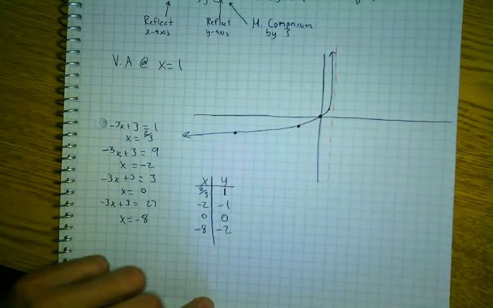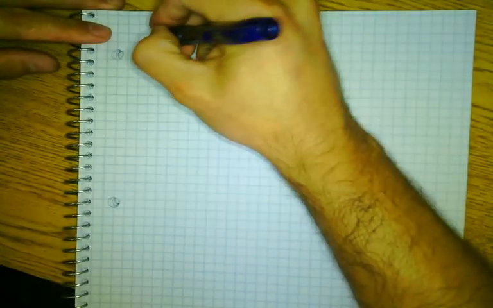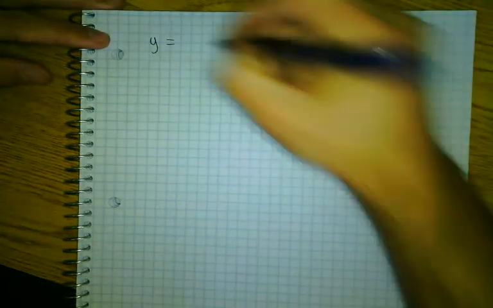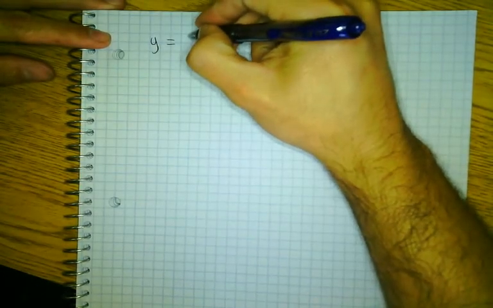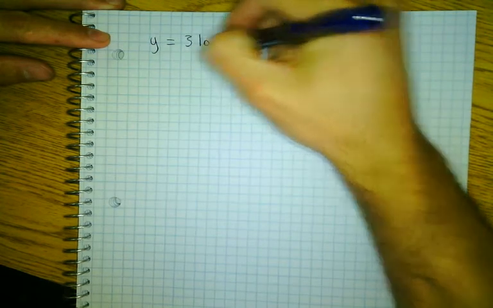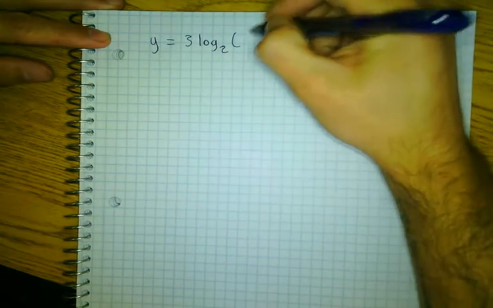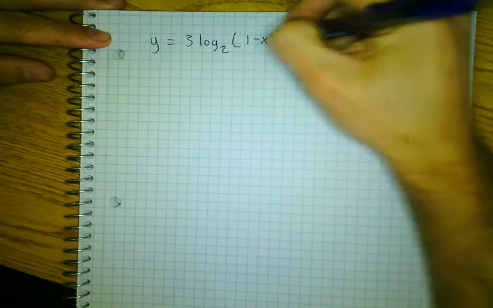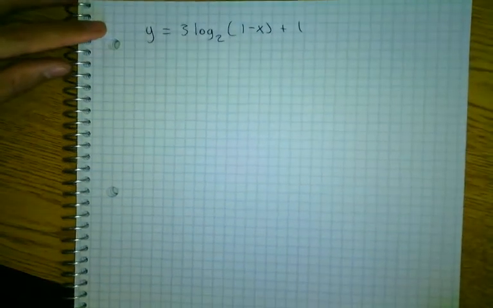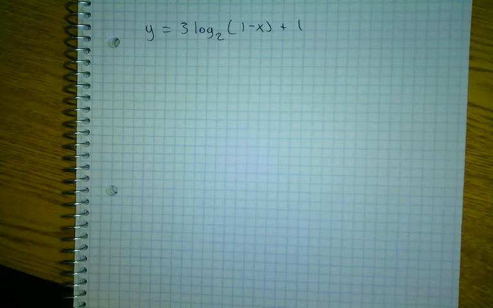Ready for the next one? Okay, let's say we have something along the lines of y equals 3 logarithm base 2 of 1 minus x, plus 1. So 3 logarithm base 2 of 1 minus x, plus 1. All right. Anything I need to do before I begin? Yes.